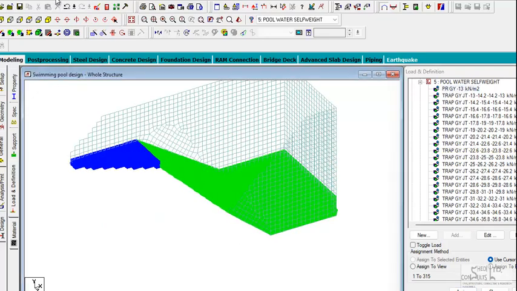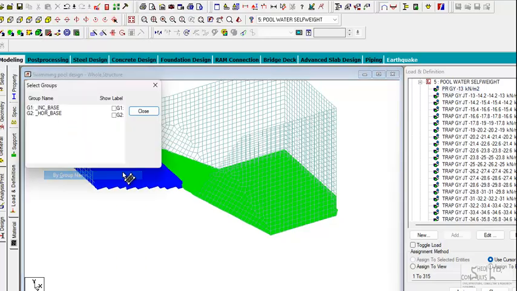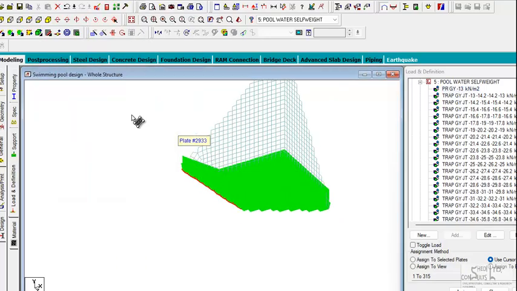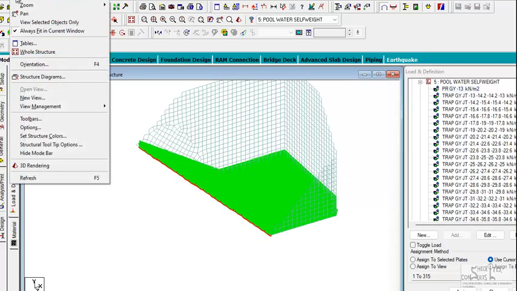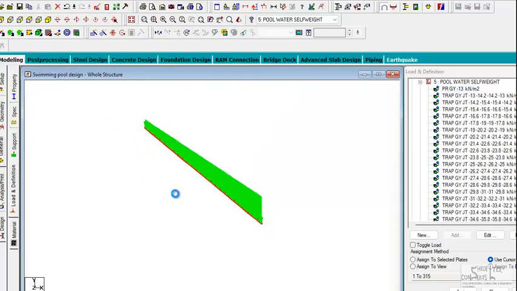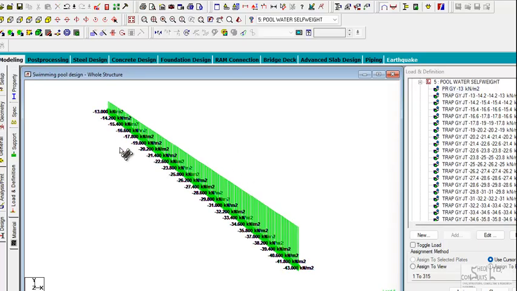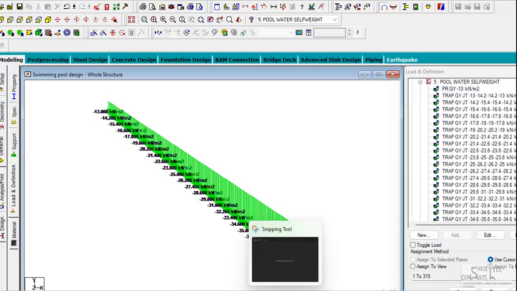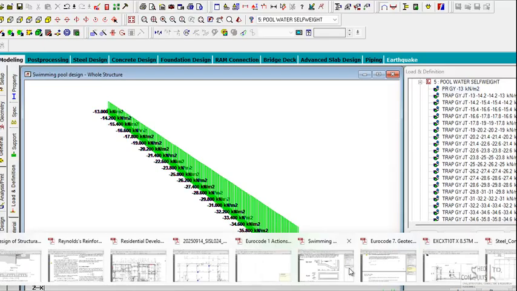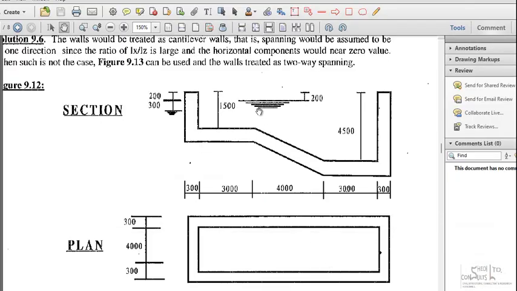Then at the inclined section of the base, you have to determine the water pressure by linear interpolation. The water pressure varies from an intensity of 13 to an intensity of 43 kilopascal. This can be seen from here. So you have the water pressure.